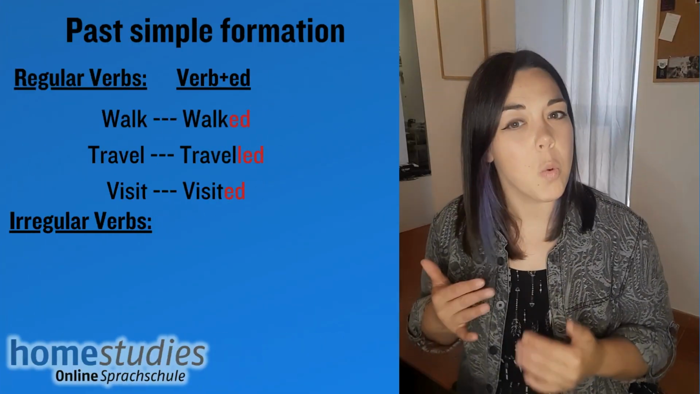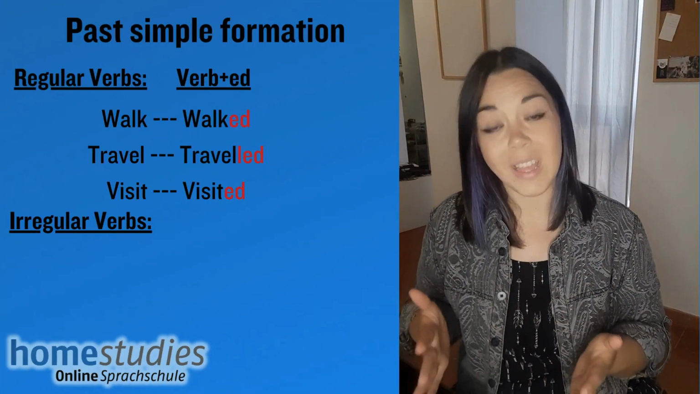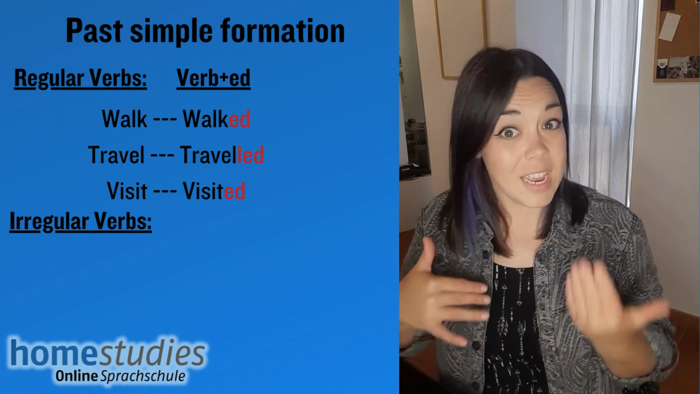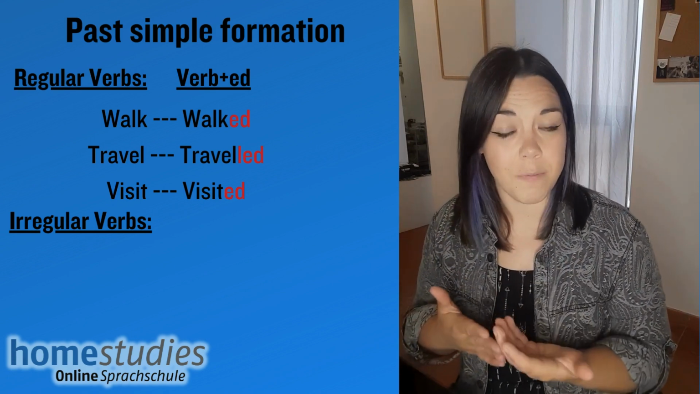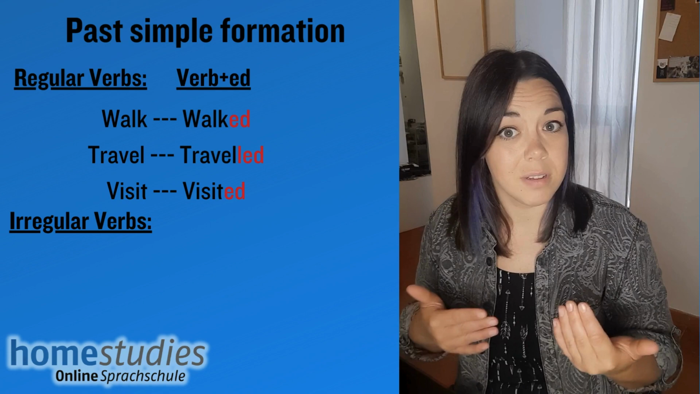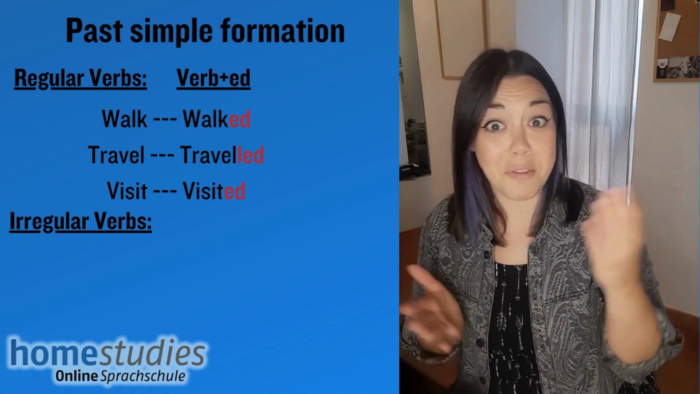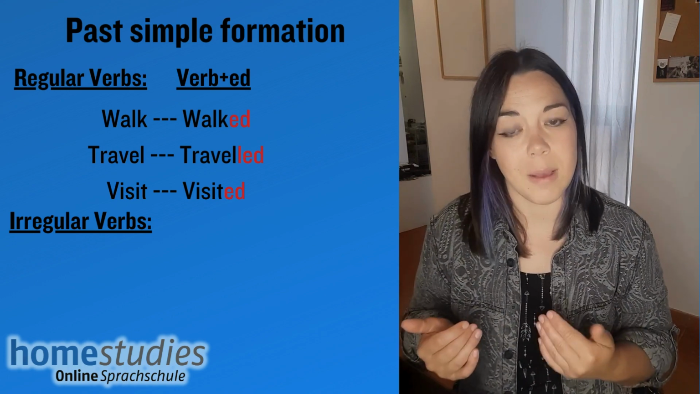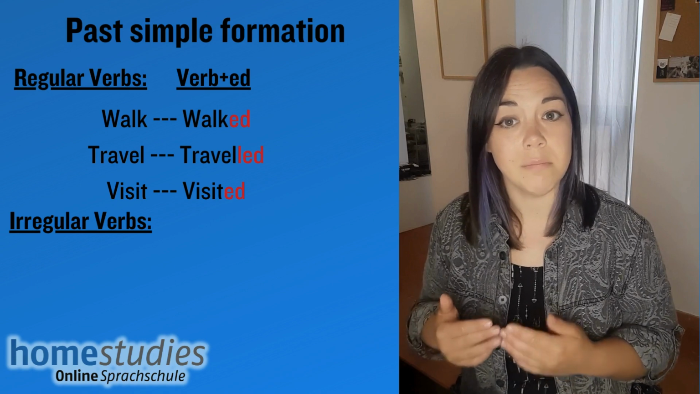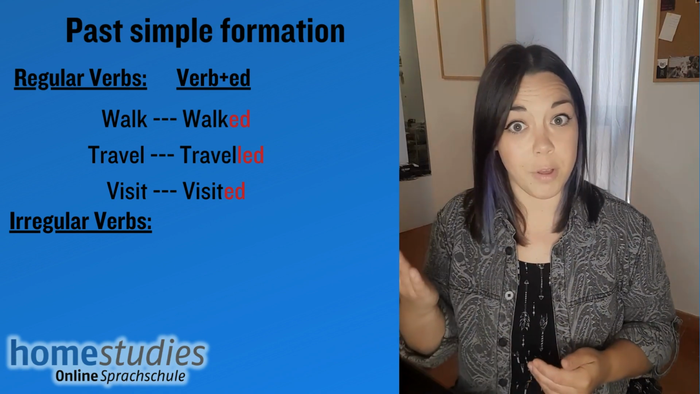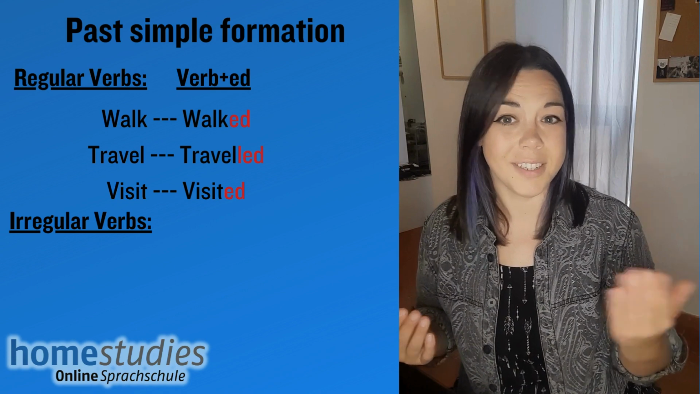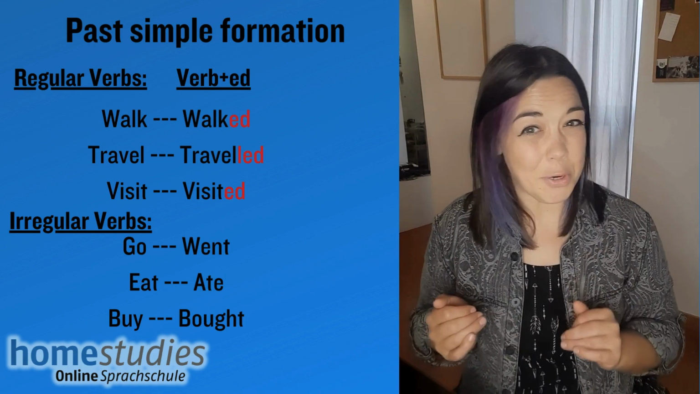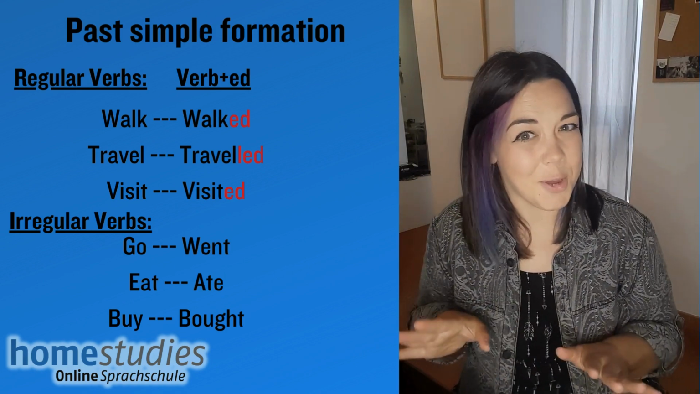Now let's talk about how we form the past simple tense. So there are two types of verbs, irregular and regular. In the past simple tense, regular verbs follow a very strict pattern. We have ed added to the end, essentially, with some small changes in spelling on occasion. Let's look at some common examples. Walk would become walked. Travel would become traveled. Visit would become visited.